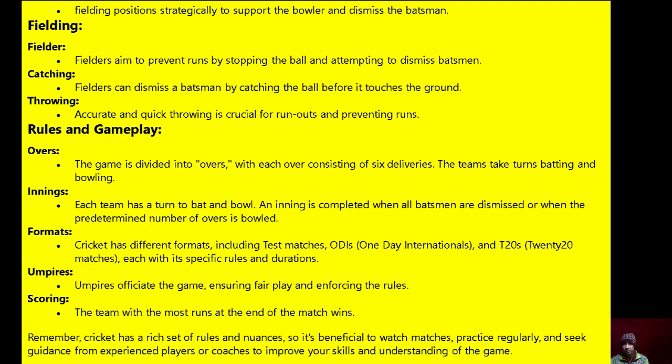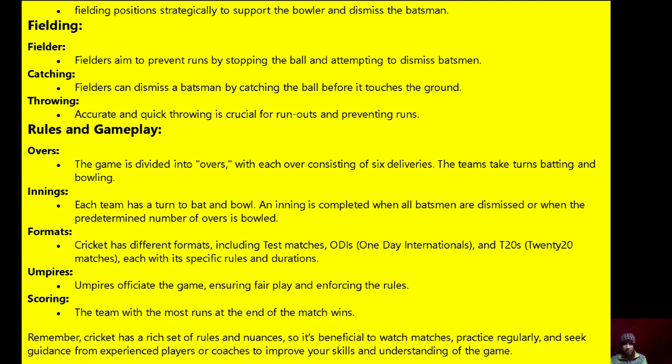The fourth aspect of the basics is rules and gameplay. First is overs. The game is divided into overs, with each over consisting of 6 deliveries. The teams take turns batting and bowling. Second is innings. Each team has a turn to bat and bowl, and an innings is completed when all batsmen are dismissed or when the predetermined number of overs is bowled.